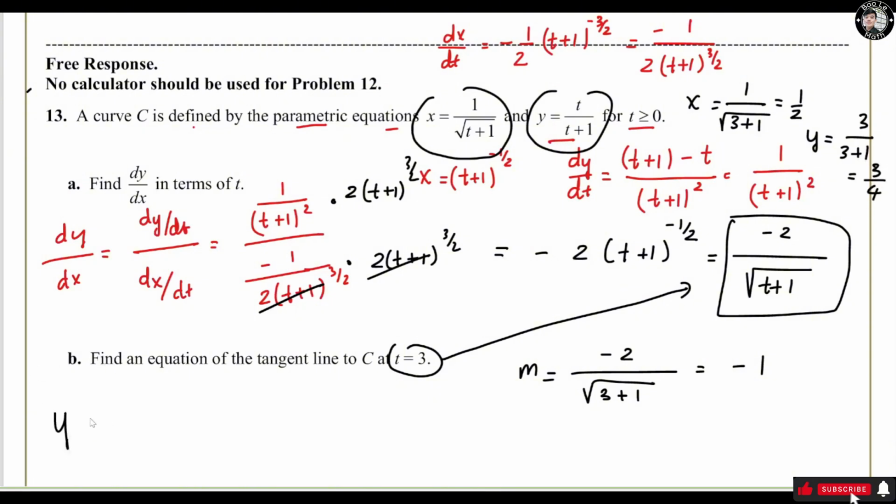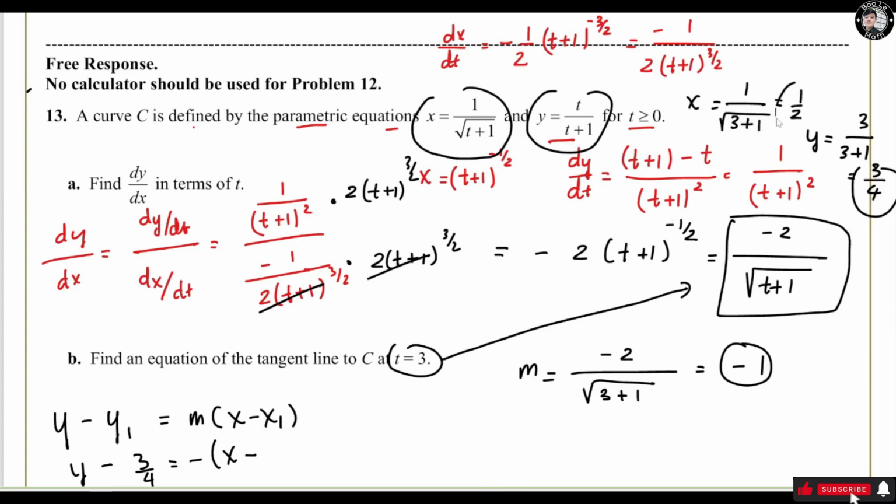So the equation is y minus y1 equals m times x minus x1. Substitute, so y minus y1 is going to be 3/4 right here, equals the slope, which is going to be negative 1, times x minus x1, which is going to be 1/2 right here.